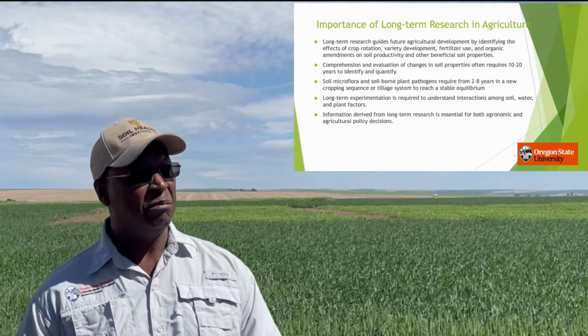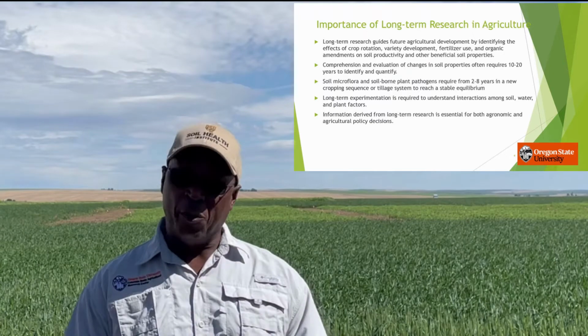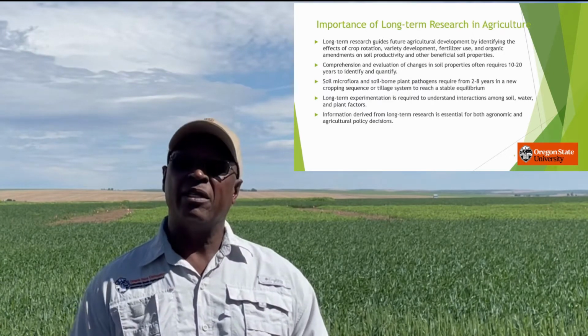Changes in soil microbial communities may take from 2 to 8 years to show an equilibrium in a new system. So we conduct these long-term experiments to identify the interactions between plant, water, and soil. And this information is important for both agronomic and agricultural policy development.